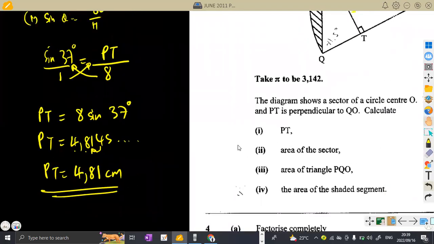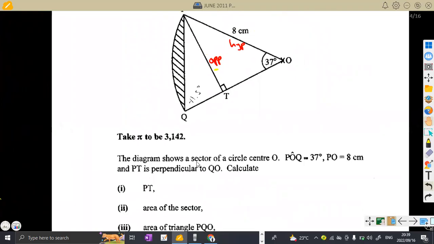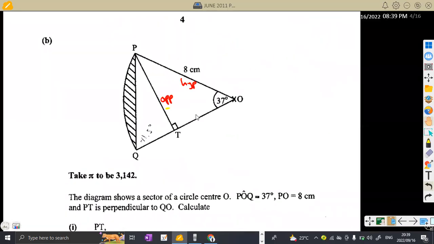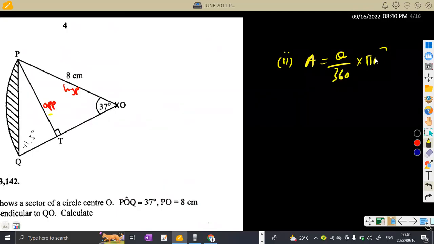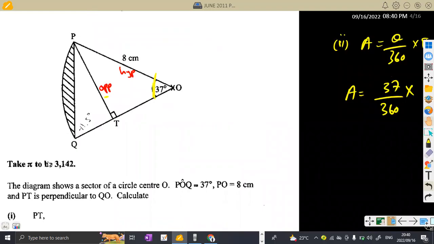Let's see the other part, area of the sector on item 2. This is your whole sector. The area of a sector is given by theta over 360 degrees times pi r squared. From the area of a circle, you multiply by theta over 360. That is the idea there. The theta is the angle that you are given, which is 37 degrees, over 360 times pi. Use the given pi, take pi to be 3,142.